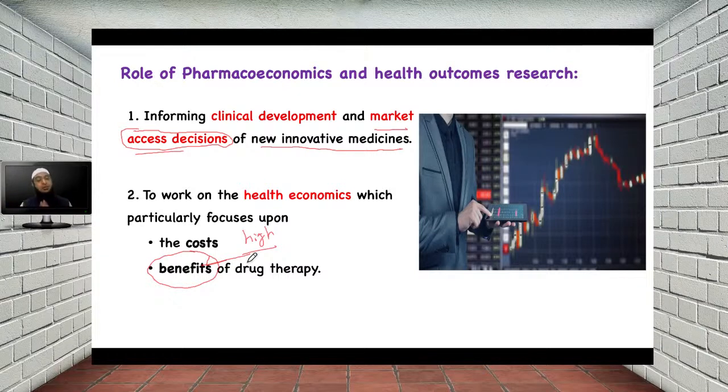Now, if the same drug is available at a lower price and it provides the same benefit, then you do a comparative study between two drugs, drug A and drug B. Drug A has a high price and low benefit, while drug B has a comparatively lower price than A and provides the same benefit as drug A. If that is the case, then drug B is the more preferred drug. You can come to this conclusion only after doing a pharmacoeconomic study, also called health economics. This is the second important role of pharmacoeconomics.